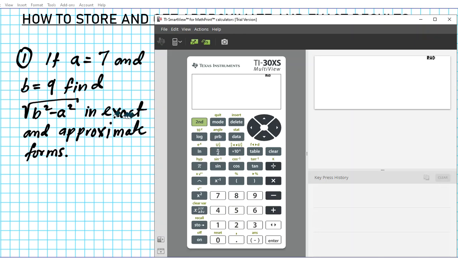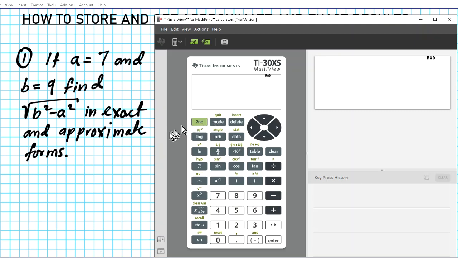So if we look at exact, for this calculator that just basically means that if your answer is an irrational number, it will be expressed in irrational form. But if you have an approximate form, everything will be expressed as decimals. Alrighty, so that's the difference. So let's take a look at the exact format first.